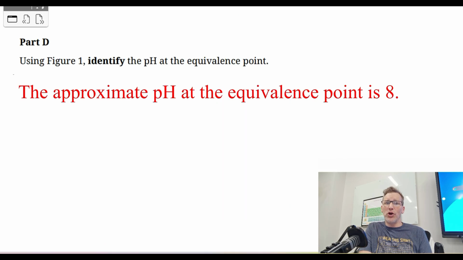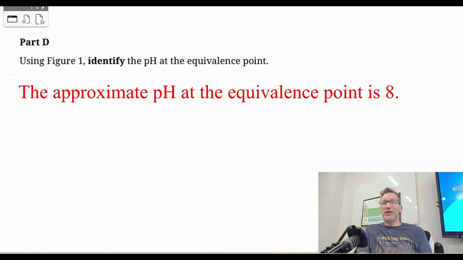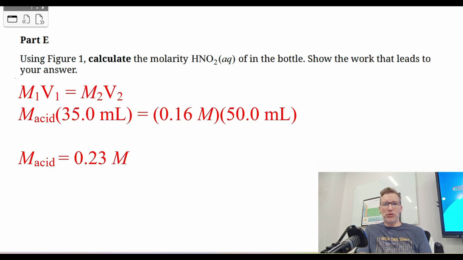The first thing they want to know is to identify the pH at the equivalence point. The equivalence point is that 50 milliliters, but take a look at the pH. The pH is a little bit above 7, which is approximately pH of 8. And so that's what I said, the approximate pH was 8.